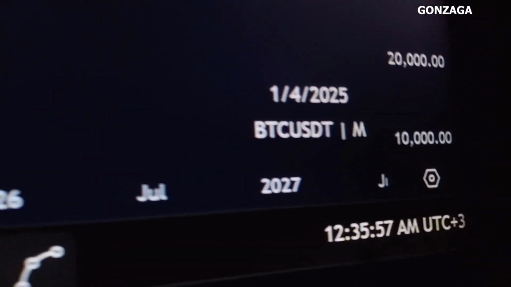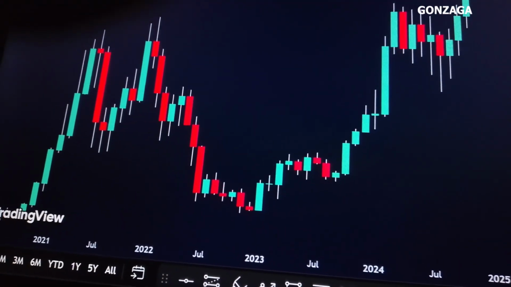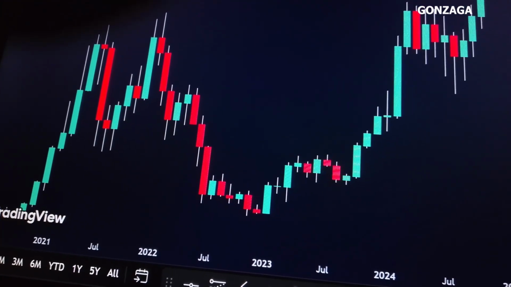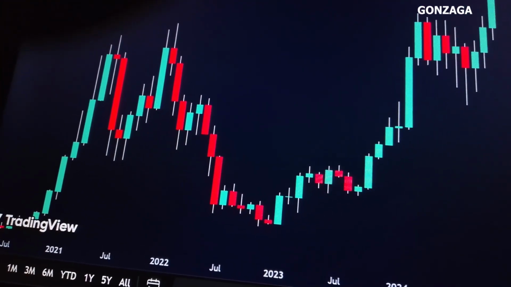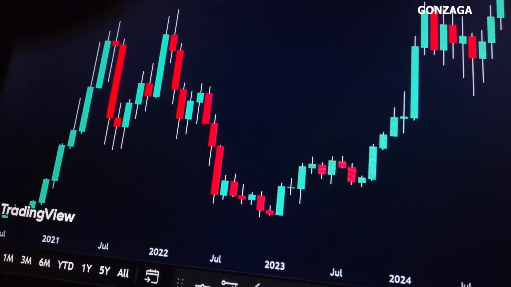So it's currently 12:35 a.m. in my country, and this is a chart of BTCUSD on the 1 month time frame. I want to show you something that you can flip your $10 account to $2,000. That's the estimated take profit that I have just estimated.